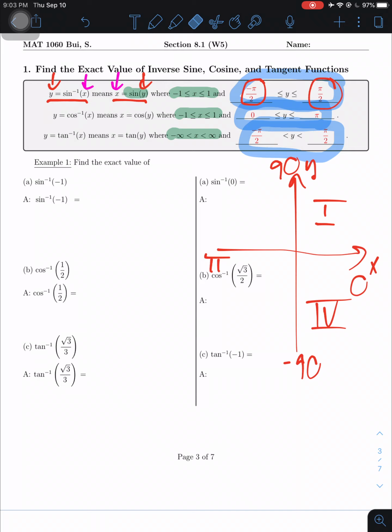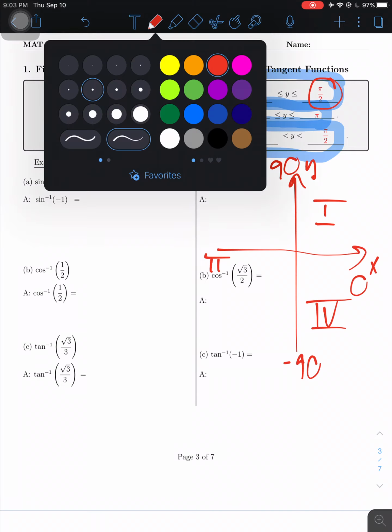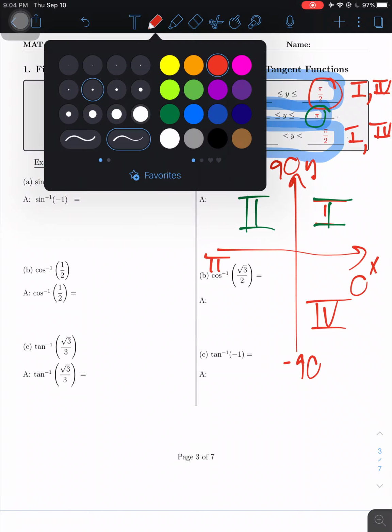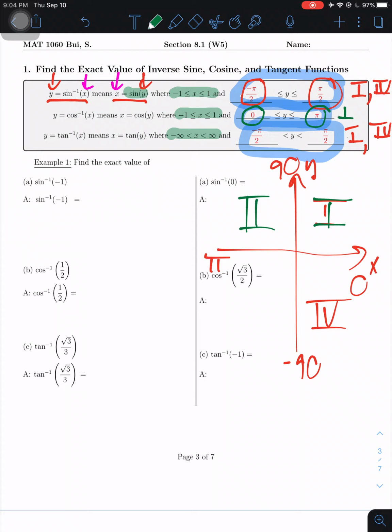And then for cosine, we're gonna also get the first quadrant. So let me put it again in green. And also the second quadrant, because we have it going from 0 to pi. Okay, so as for my trick in there, let me put in red again. For sine and tangent, it's gonna be either on the first quadrant or on the 4th quadrant. Okay, first or 4th. Well, for the cosine function, we're gonna have it on either the first quadrant or the 2nd quadrant.